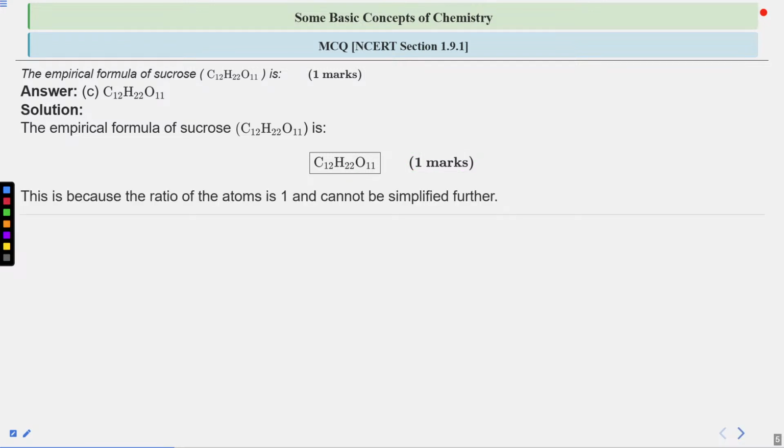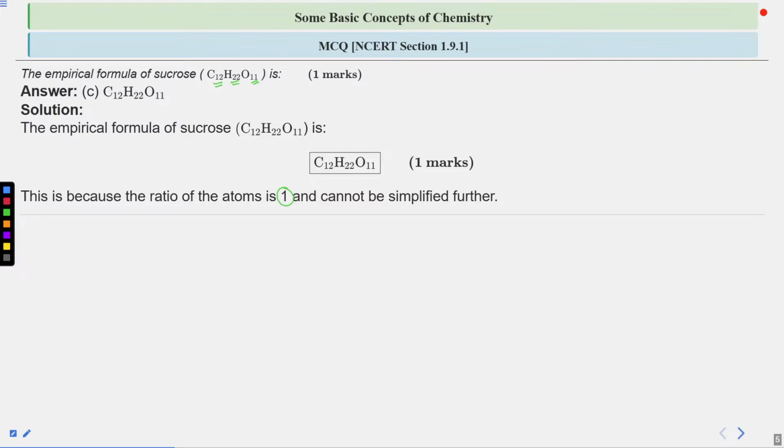The reason is that if you see these three numbers, 12, 22 and 11, while writing the empirical formula, we take the simplest whole number ratio. I've already explained this. For C6H12O6, which was our glucose, 6 was the multiple getting multiplied throughout. But in this case, 12, 22, 11 have no other factor in common other than 1. So you cannot simplify it further.